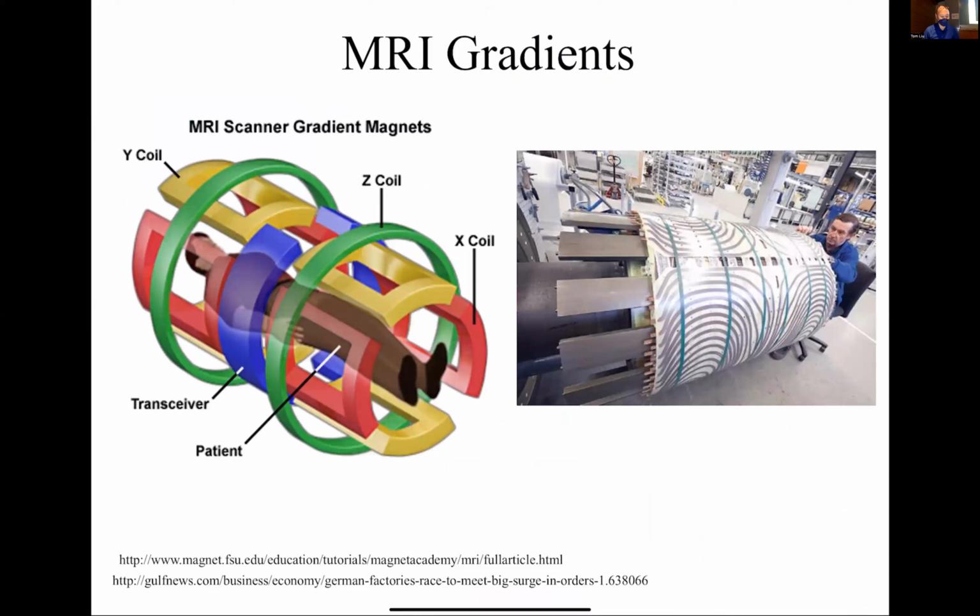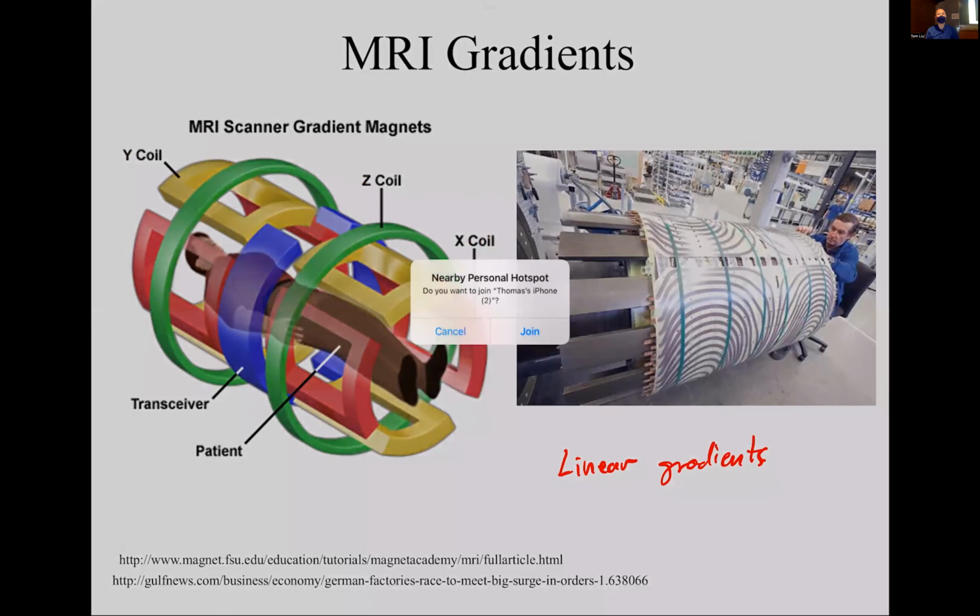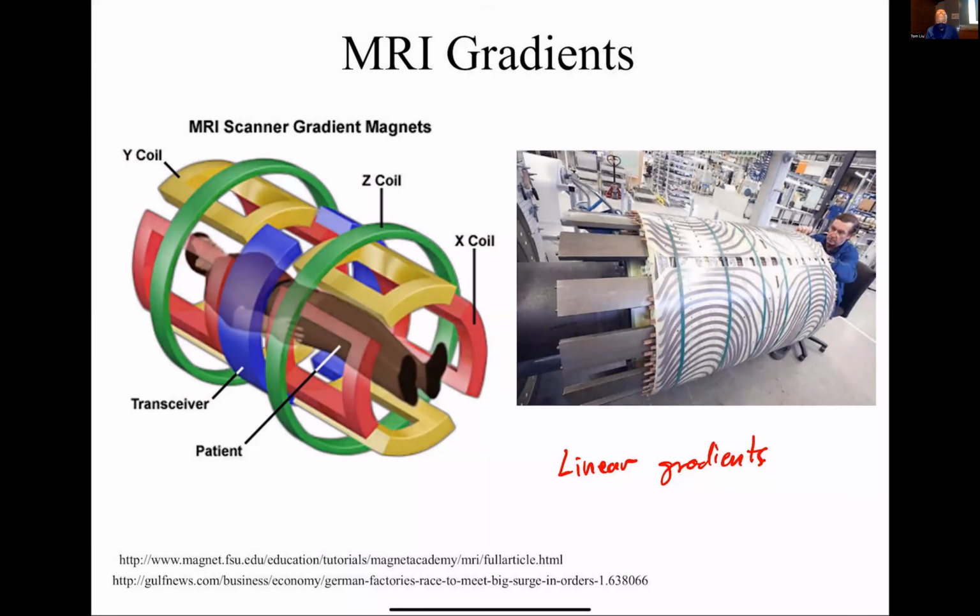Just to remind you, the encoding part is done by the MRI gradients, and there's typically an X, a Y, and a Z coil. In this class, we're just going to talk about linear gradients. People are working on nonlinear gradients, but that's beyond the scope of this class, although if you're looking for a project, you could do it with nonlinear gradients. It just makes all the math much more complicated, but if you're so inclined, that might be interesting to look at.